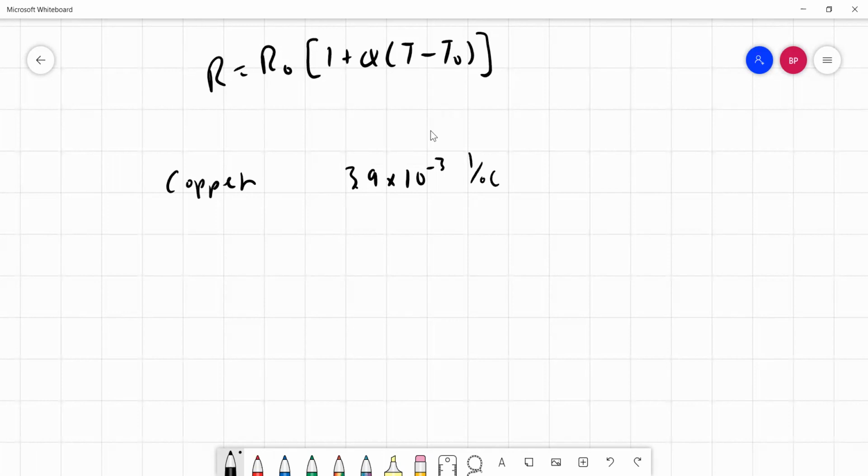Okay, now this is pretty small. This is a decimal. This is pretty small. And so as you get hotter and hotter, the resistance of copper changes relatively little. And this is a pretty typical value of most metals. Now there are some substances, for instance, germanium and others, that actually have negative values of alpha here. So for germanium, this is.